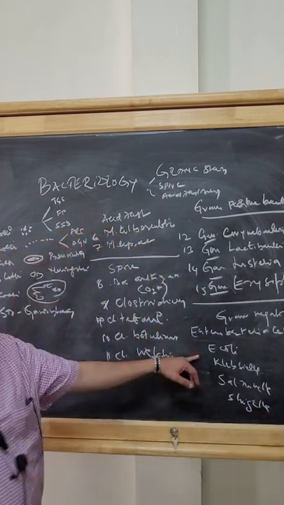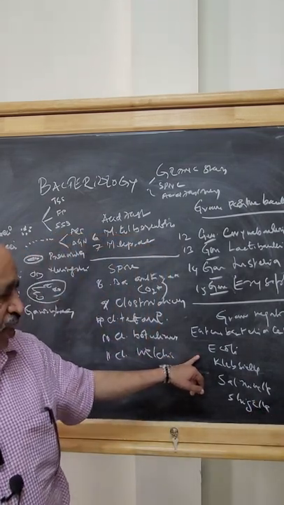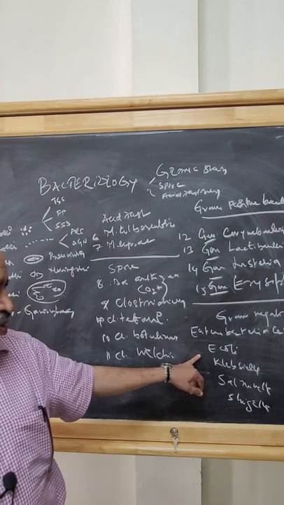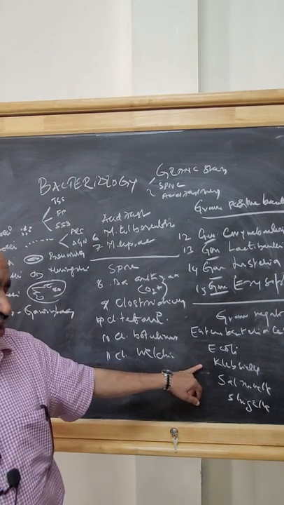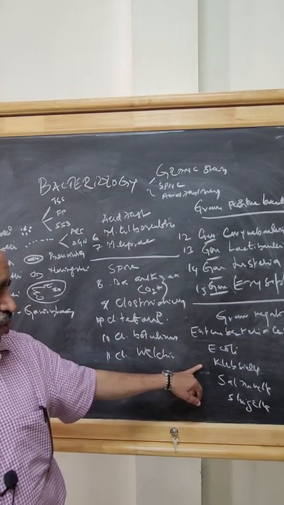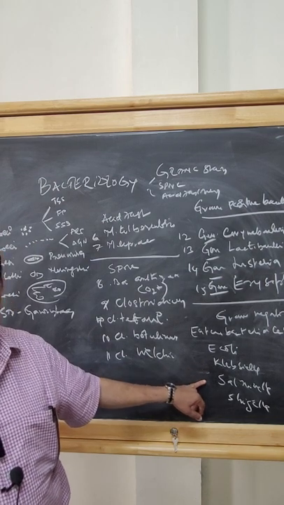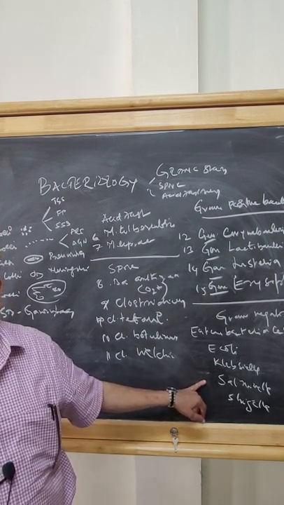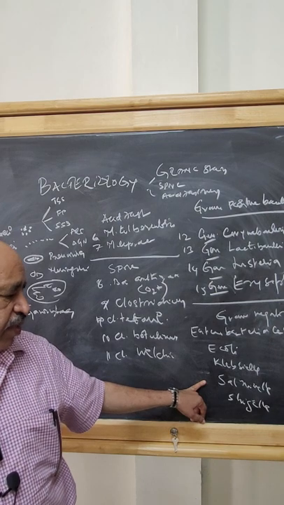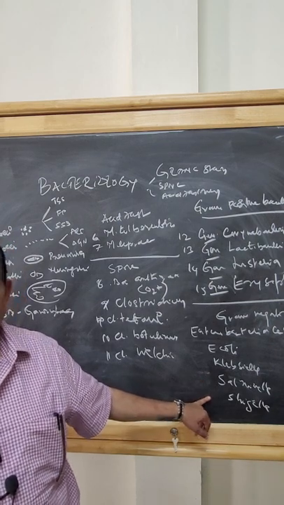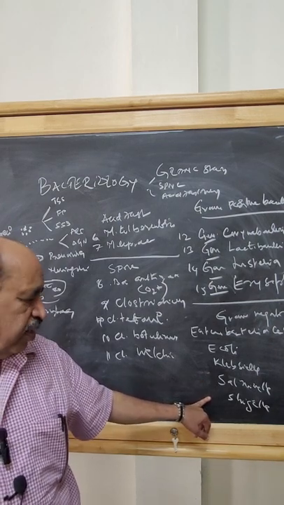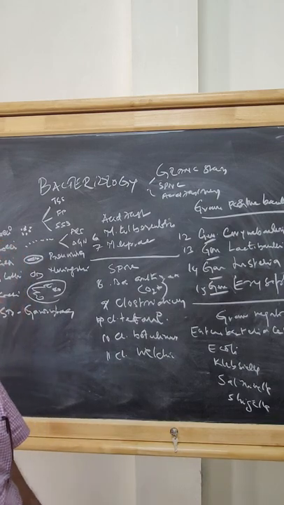E. coli causes urinary tract infection, infantile diarrhea, and sometimes postoperative wound infection. Klebsiella causes pneumonia as well as postoperative wound infection and urinary tract infection. Salmonella typhi causes enteric fever: typhi, paratyphi A, B, C. Shigella dysenteriae, flexneri, sonnei, boydii cause bacillary dysentery.